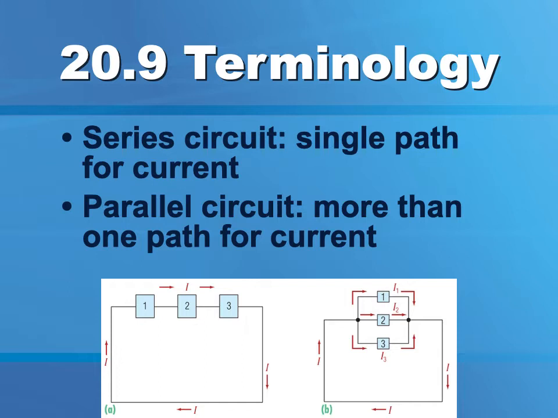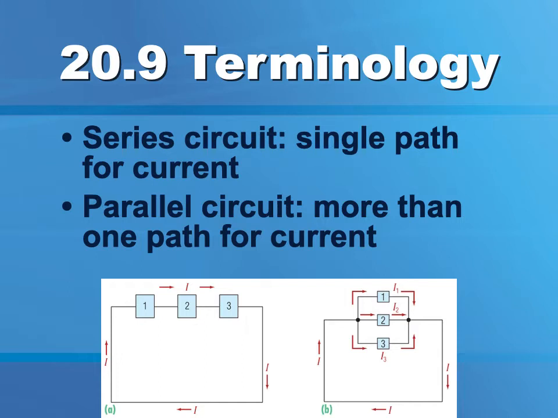A series circuit has a single path for the current. So if you're looking at letter A there on the left side, you'll see that the current goes through a single loop. It has to go through 1, 2, and 3. It has no choice. The little electron flowing through the wire just goes through 1, 2, and 3. There's only one possibility. In a parallel circuit, there's more than one path for the current to go through.